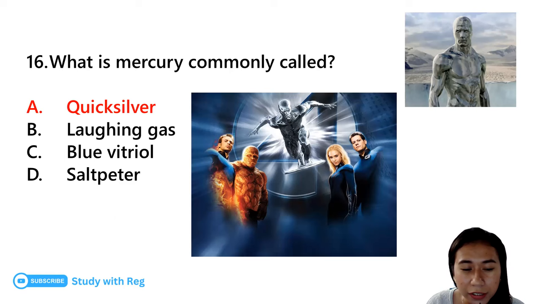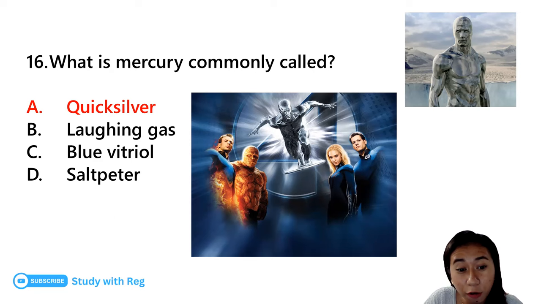Then, nitrous oxide, that's laughing gas. Yan, no? Laughing gas, that's nitrous oxide. Or the happy gas, that's a colorless, non-flammable gas. And, ano tong blue vitriol? Blue vitriol, this is cupric sulfate. It is bright blue in color. Kapag copper, no, that's bright blue.